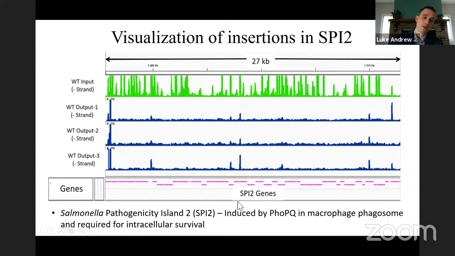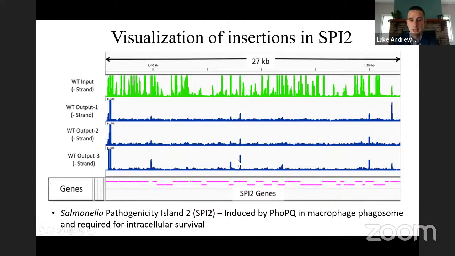And just as a reminder, SPI-2 is induced by PhoPQ upon entry into macrophages and is required for intracellular survival. And so to interpret the data here, on the top in the green, we have the wild type input population. So each one of these peaks represents reads that are matching to individual transposon insertions throughout this region of the genome in our input pool. And then we have our 3 output groups, 1, 2, and 3. And so you can see that most of these peaks that are present in the input pool disappear in our output pool. And that tells us that those mutants did not survive our infection conditions, which is what we would expect in this case, since we know that these genes are important for survival during systemic infection.